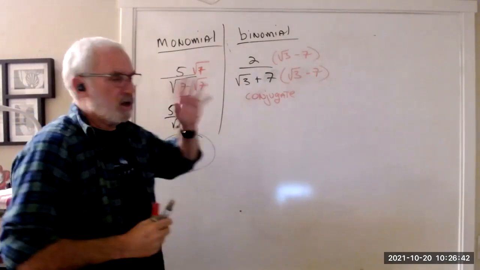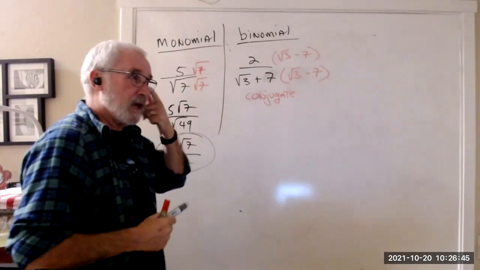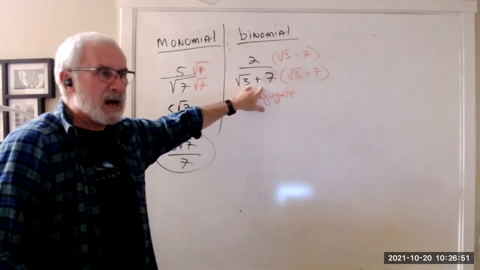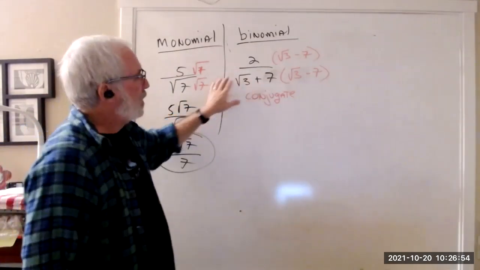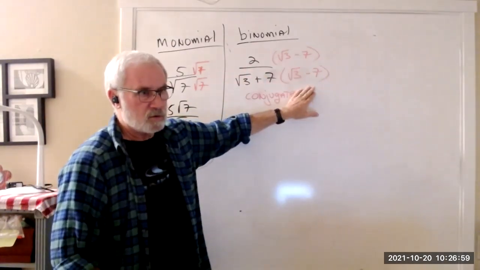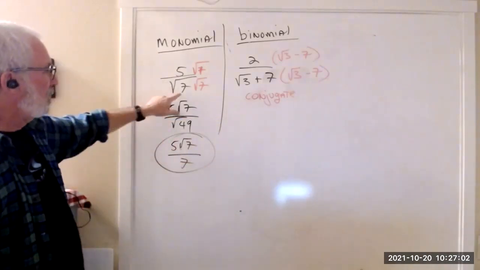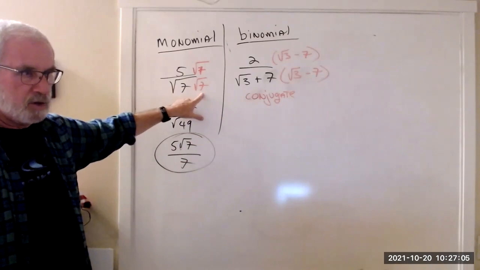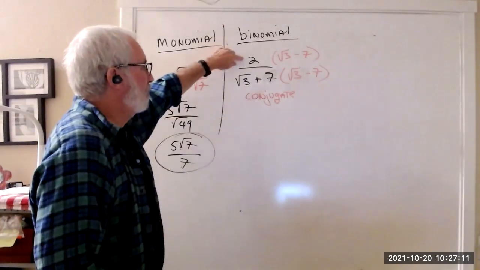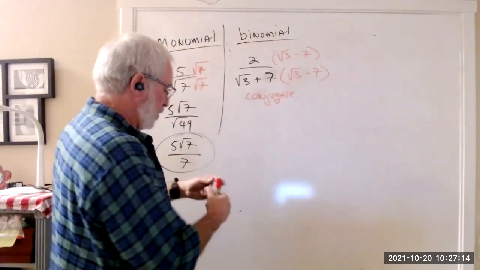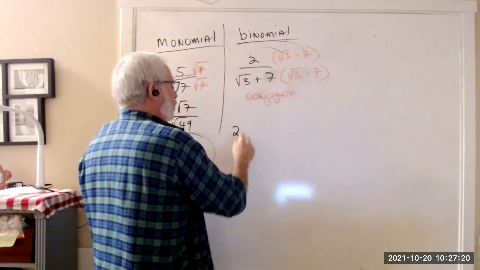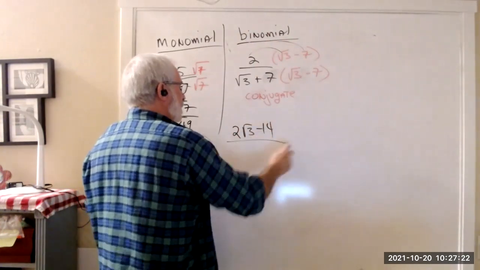I can't stress that enough. You as the student must recognize that the denominator is a binomial, and the only way to fix a binomial is with another binomial. The only way to fix a monomial is with a monomial. All right, back to this problem. Most of us can distribute the 2 here. So we get 2 radical 3 minus 14 on top.